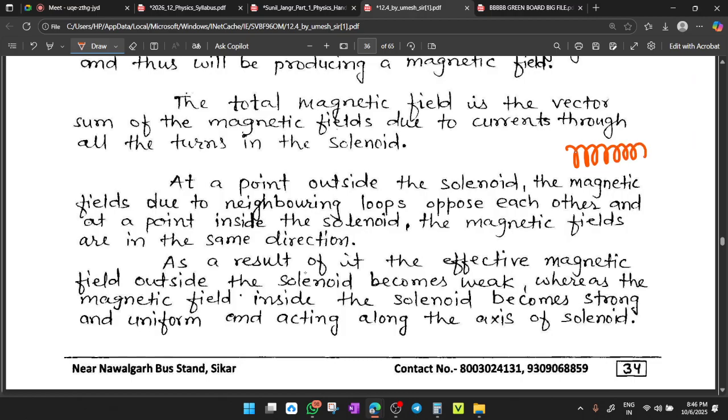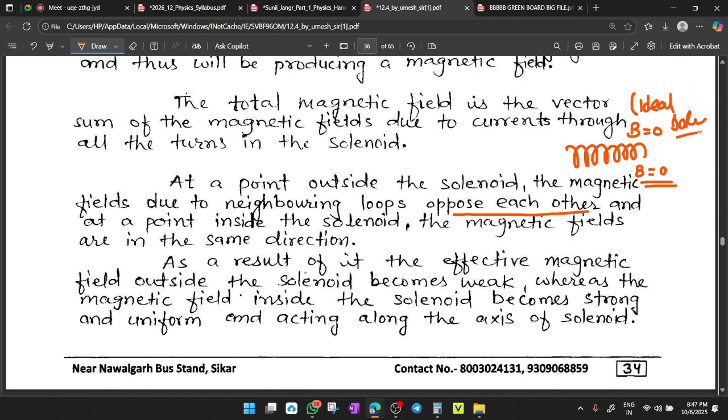Yes, outside the solenoid, the magnetic fields due to neighboring loops oppose each other. So the magnetic field outside the solenoid is equal to 0. Clear? Because the neighboring fields oppose each other. But this case is valid only for an ideal solenoid.